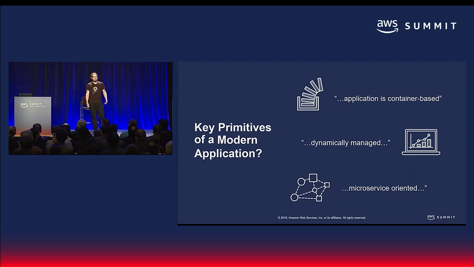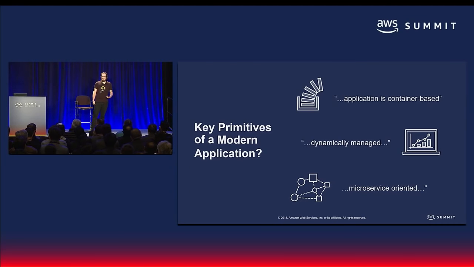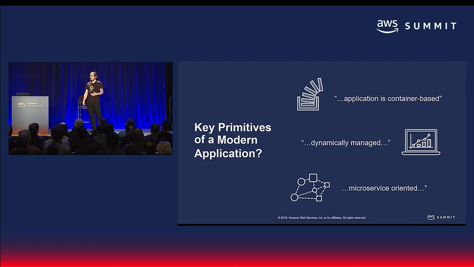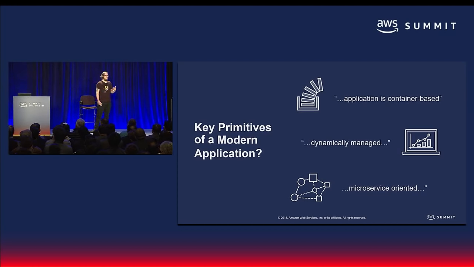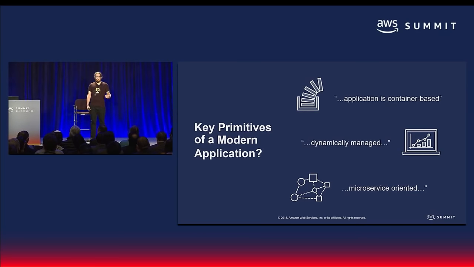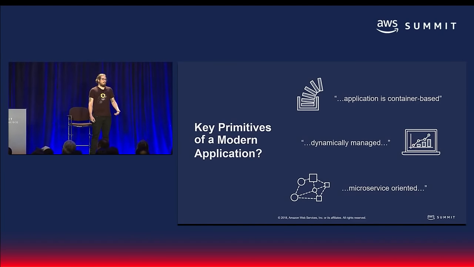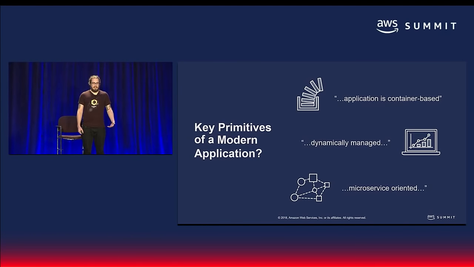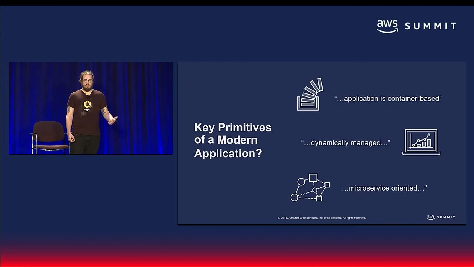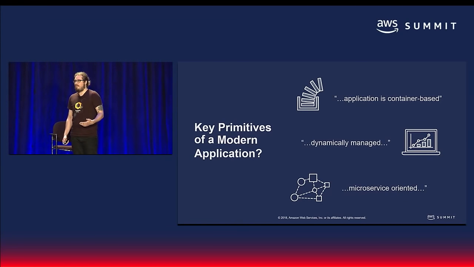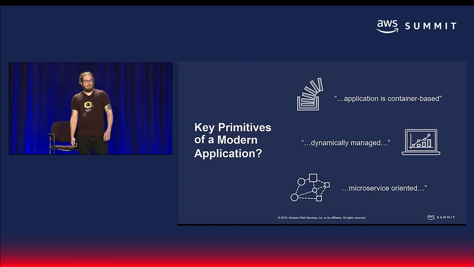The second key primitive of a modern application is that it's dynamically managed. In the old days, a lot of times when you ran an application, you would put it on a box that was in a server room or a closet somewhere, and it would sit there 24/7 for maybe even years. The new modern application stack, though, is much more dynamic. We actually have applications that scale up and down. They run for a few hours and shut down, and something else runs on the server stack that used to be running that application.